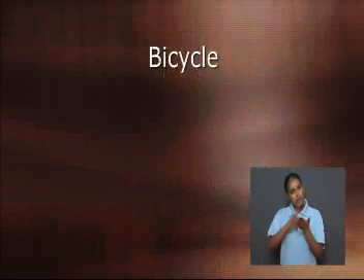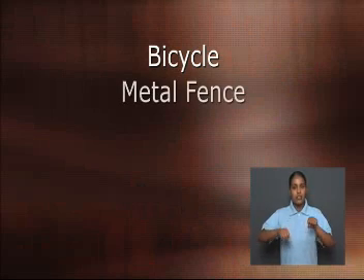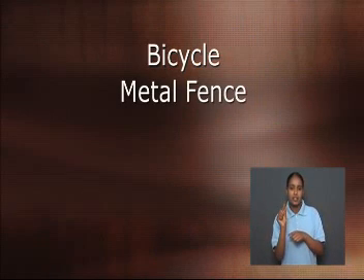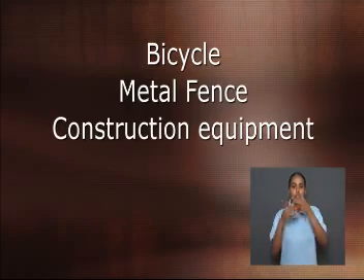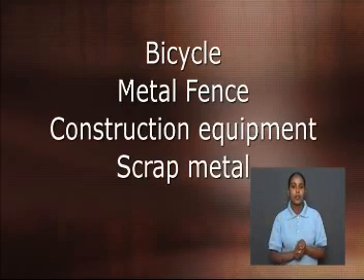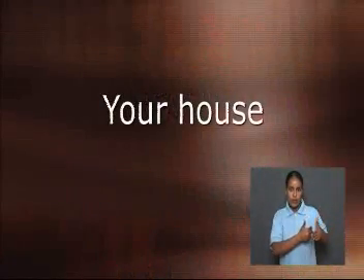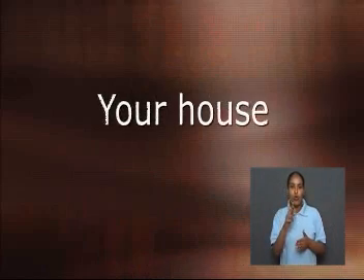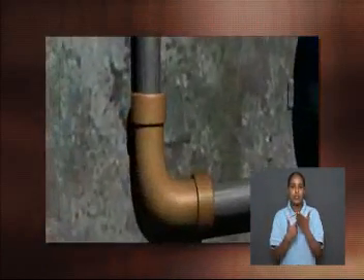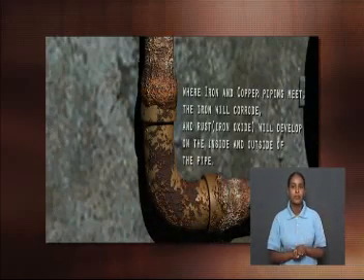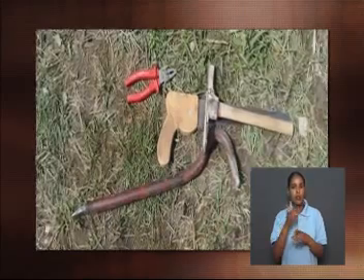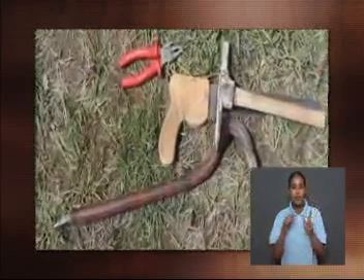Welcome back, students. You might have mentioned a bicycle, a metal fence, construction equipment, or some pieces of scrap metal. You might also have mentioned a specific building in your neighborhood, maybe your own house or items within it. All of these answers are correct. Many items made of metal are susceptible to corrosion.